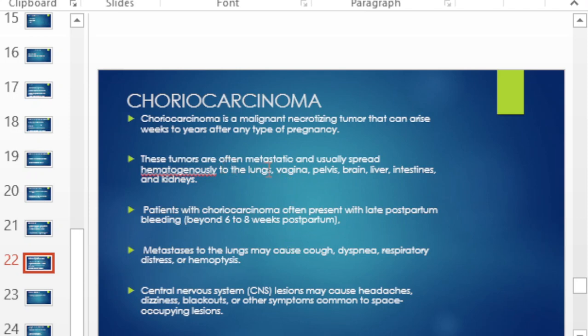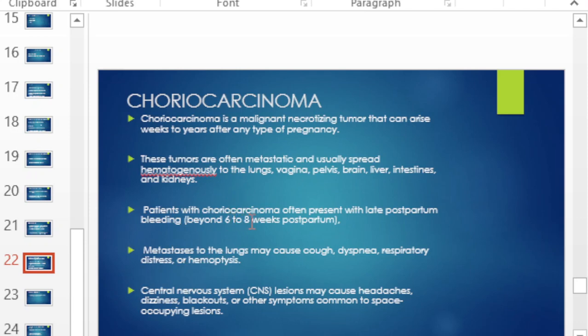Choriocarcinoma is a necrotizing tumor. It can happen weeks to years after any type of pregnancy. It can be a normal pregnancy, a molar pregnancy, a miscarriage, or an ectopic pregnancy. Any type of pregnancy can result in a choriocarcinoma. These are metastatic, and they spread to the lungs, the vagina, the brain, the liver, the kidneys, the intestines, and so on.